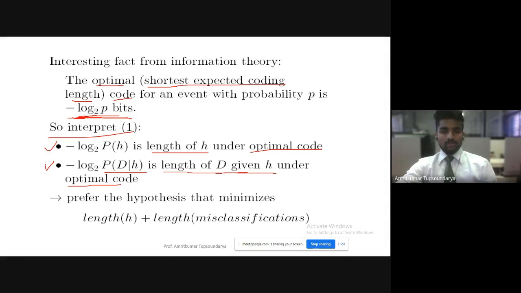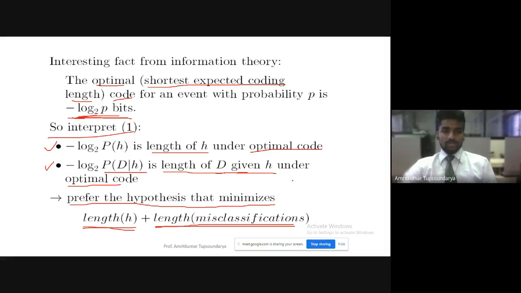And as I mentioned, by considering Occam's razor, here also in the MDL principle, that is the minimum description length principle, we prefer the hypothesis that minimizes, right? So how do we minimize this? The length of h plus the length of misclassification, which is nothing but the length of that particular hypothesis h plus the length of misclassification.